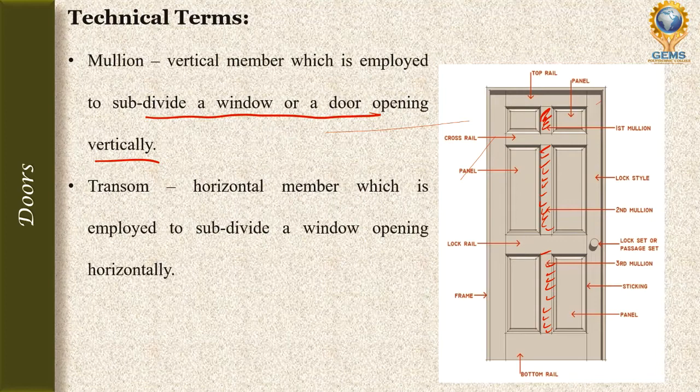Okay. Next is transom. Transom we saw in the window. It is a horizontal member which is employed to subdivide a window opening horizontally. So vertically we will have a mullion. In a window, if you want to subdivide in a horizontal way, then we will call it a transom.